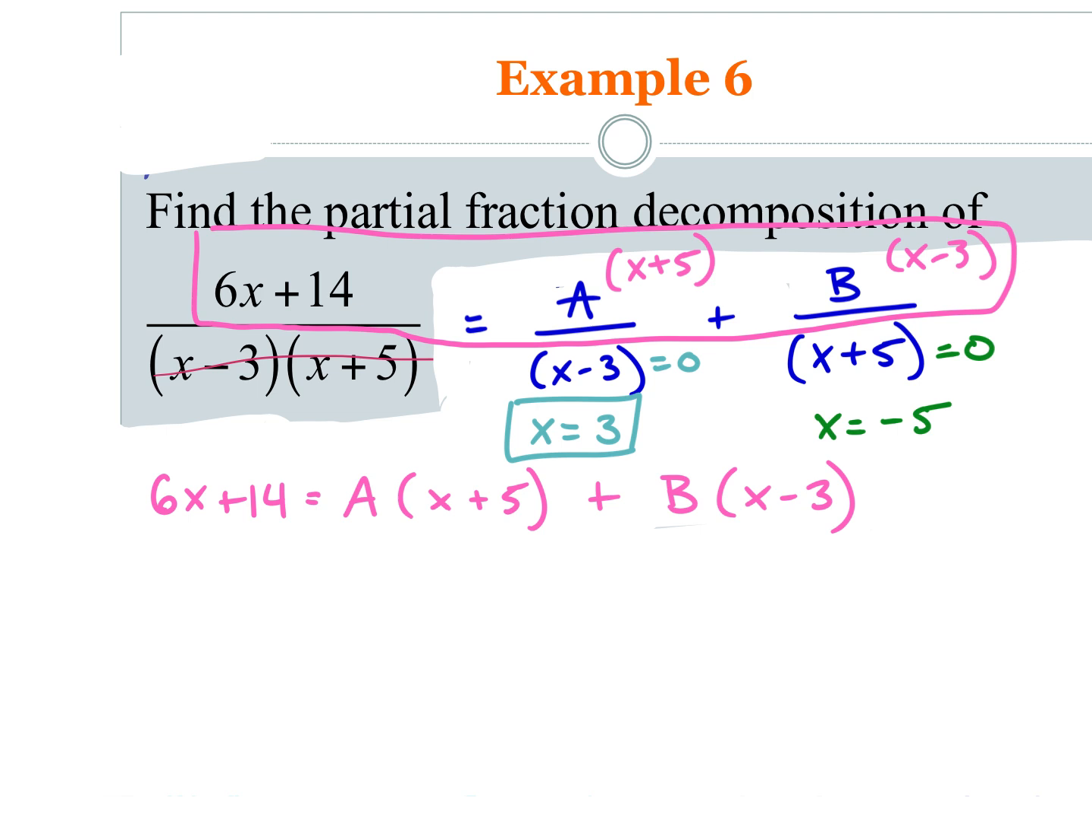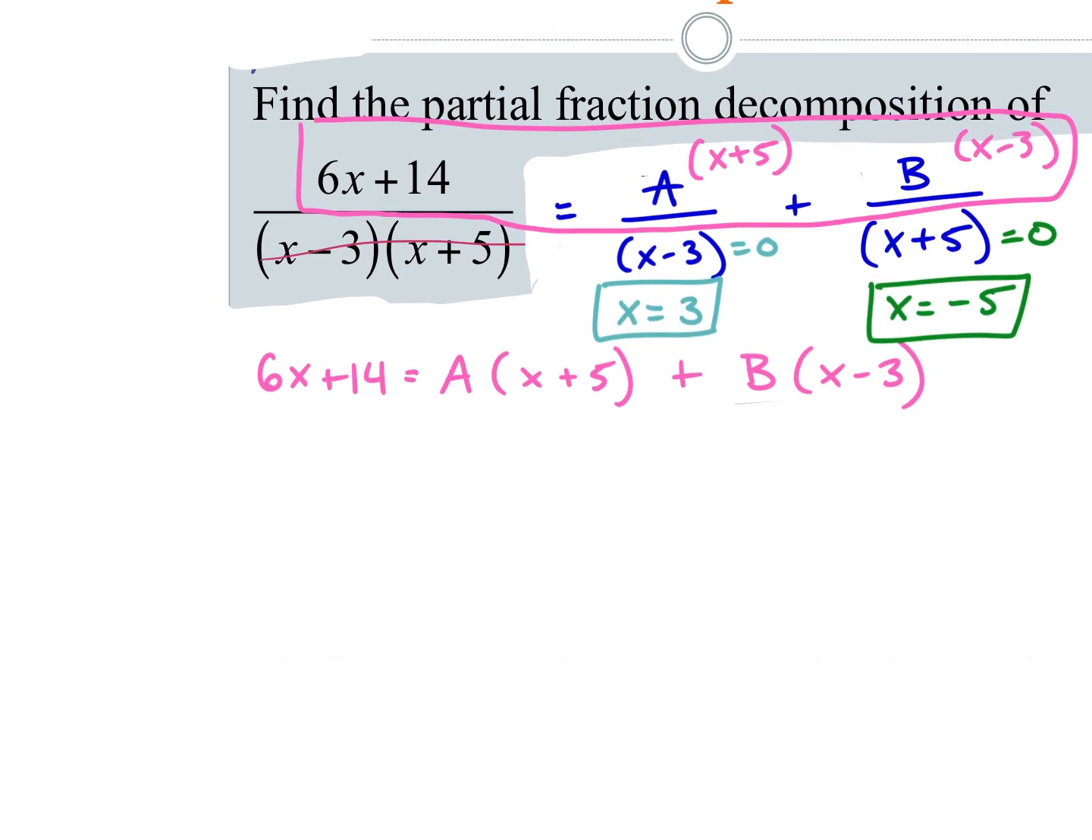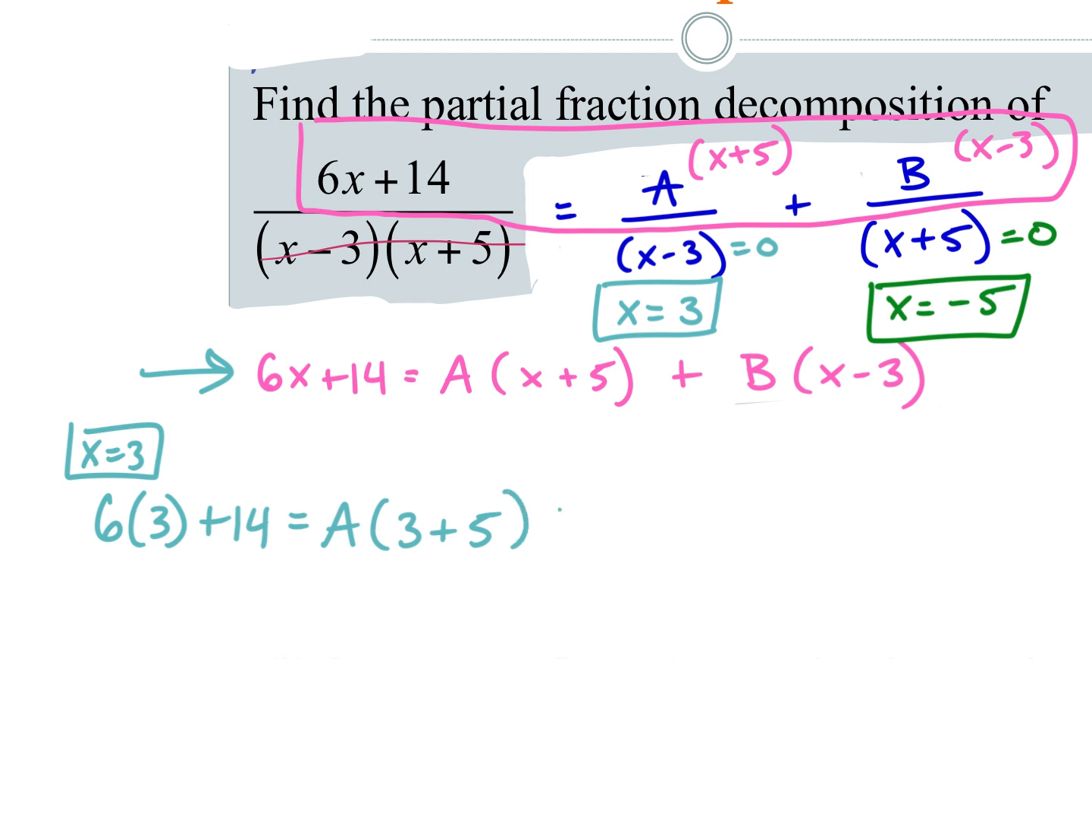So I'm going to plug in 3 and negative 5, one at a time. We'll plug in 3 first. We're going to find a value. Then we'll plug in negative 5. So let's plug in 3. We're plugging in 3 into all of our x's in this equation that we have. So we've got 6 times 3 plus 14 is equal to A times 3 plus 5 plus B times 3 minus 3.